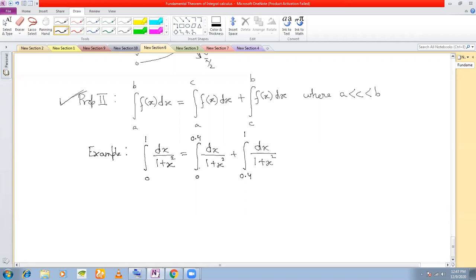In fact, you can take any point between 0 and 1. I've taken 0.4, you can take 0.3. It depends on the sum that is given to you. Okay. We'll be using this in one or two problems also later on.